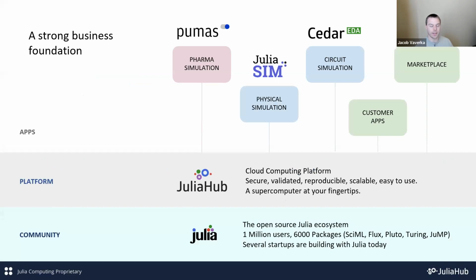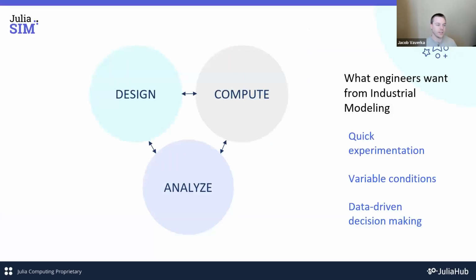But just to give you the lay of the land, we have additional applications on top of this foundation, and these applications are for the variety of fields that we're working in. So today we're interested in physical simulation, so we're going to be looking at JuliaSim. But this again just gives you the lay of the land. JuliaSim is a powerful application that can do what it does largely because of the advancements of JuliaHub. And so with that, I've told you who we are.